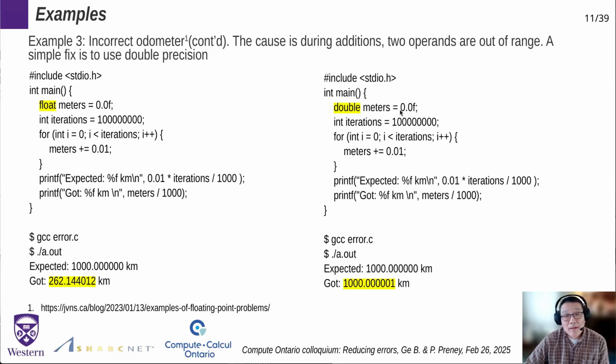So here's a simple fix. We simply change the precision from single precision float to double for double precision in C or C++. And then we can see that we get the right answer. Just forget about this one because I just added one more iteration. Okay, this is a simple fix.